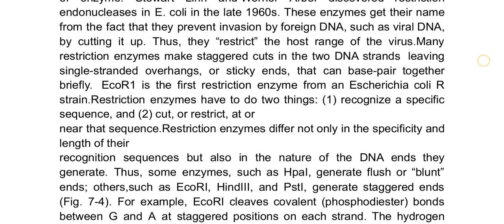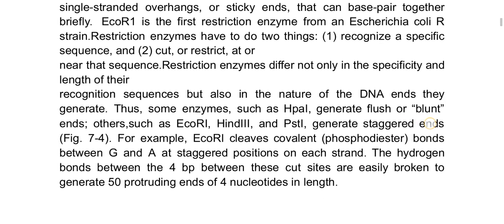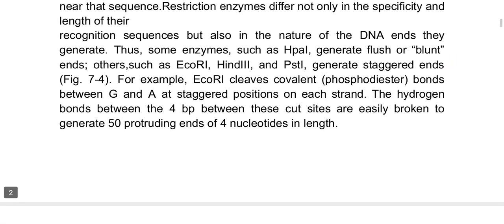Many restriction enzymes make staggered cuts in the two DNA strands, leaving single-stranded overhangs or sticky ends that can base pair together briefly. EcoRI is the first restriction enzyme from an Escherichia coli R strain. So, restriction enzymes have to do two things: recognize a specific sequence, and cut or restrict at or near the sequence. Restriction enzymes differ not only in specificity and length of their recognition sequence, but also in the nature of the DNA ends they generate. Thus, some enzymes such as HpaI generate flush or blunt ends, others such as EcoRI, HindIII, and PstI generate staggered ends.